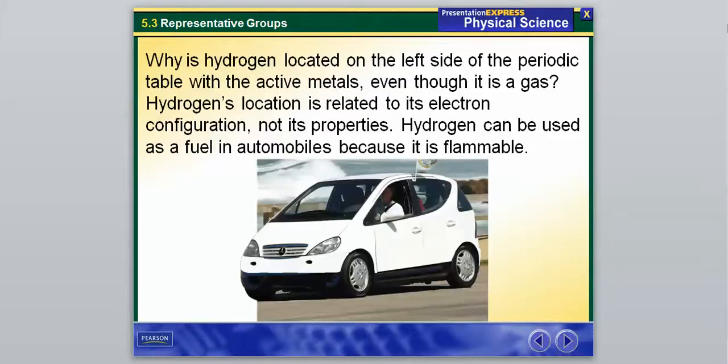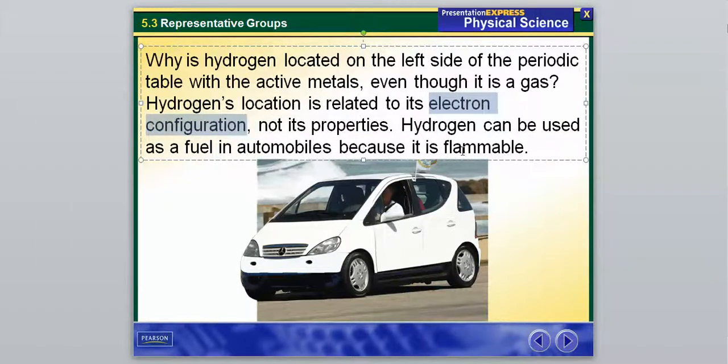So to start, we always start with an example and a real-life comparison, and it poses the question, why is hydrogen located on the left side of the periodic table with active metals, even though it is a gas? So remember when we colored our periodic table, hydrogen is over on the top left, and is probably the only one over there on that side that is a gas at room temperature, and the other ones are all metals, and hydrogen is a non-metal, so why is it in that location? Its location is related to its electron configuration. That's a big thing. Hydrogen is located based off its electron configuration, not its properties.